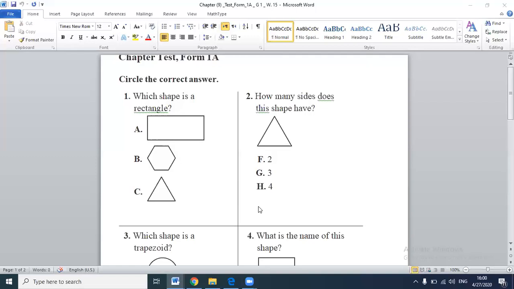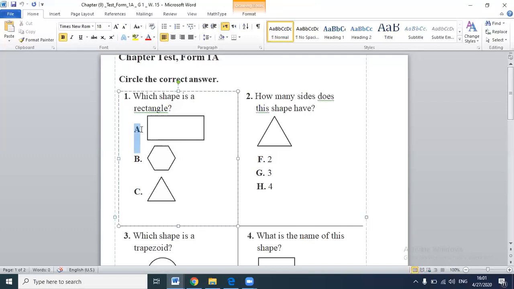B. A or C? Which one? Hussein said A. Yes, you are right, Hussein. The answer is letter A. A is a rectangle. So the answer is A.